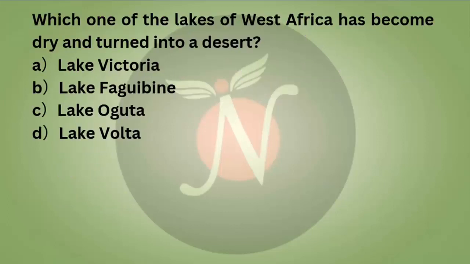Now we will discuss yesterday's question, which says: which one of the lakes of West Africa has become dry and turned into a desert? So the correct answer for this particular question is option B.